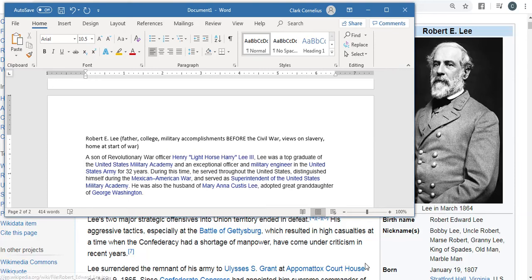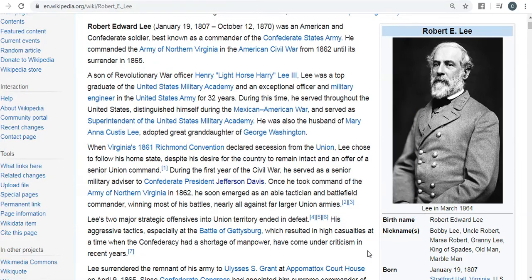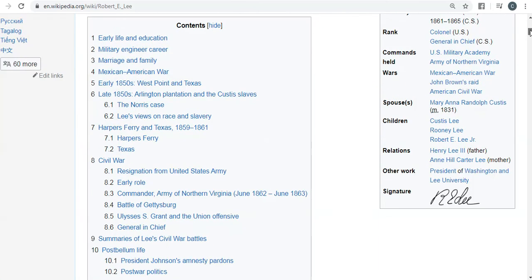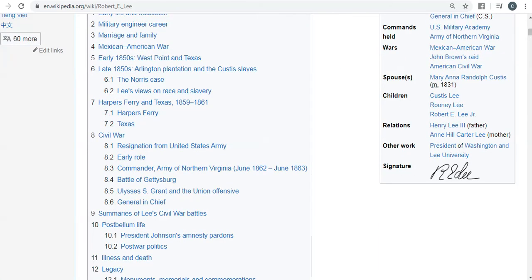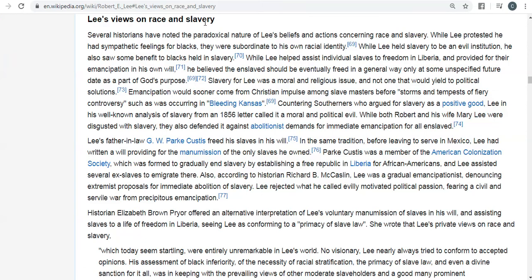Okay, now, what about his views on slavery? Let's get back to the story. Let's go to that. So, might be something here. You look in these sections and you'll say, okay, here we go. Lee's views on race and slavery, right here. Okay, so I'm going to have to do a little bit of reading here.